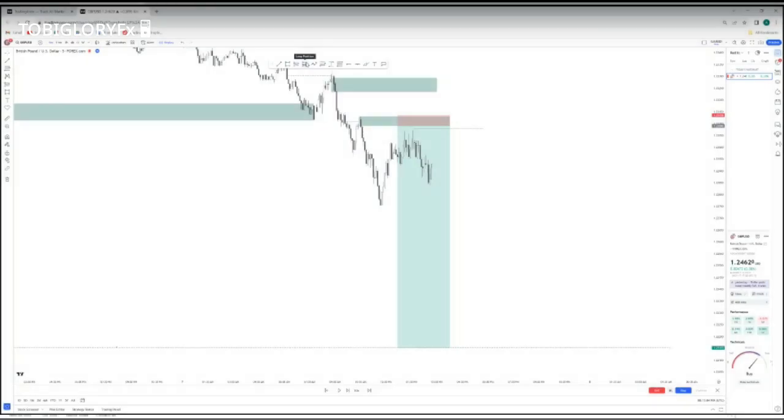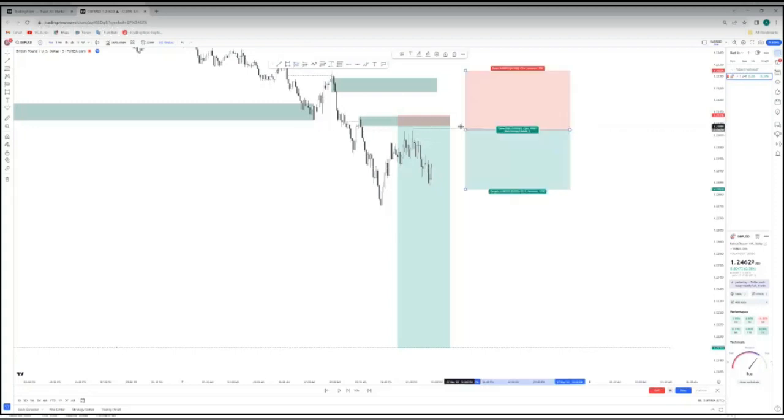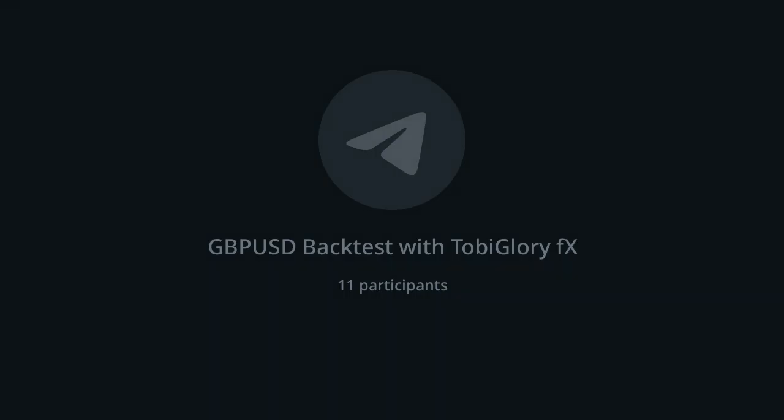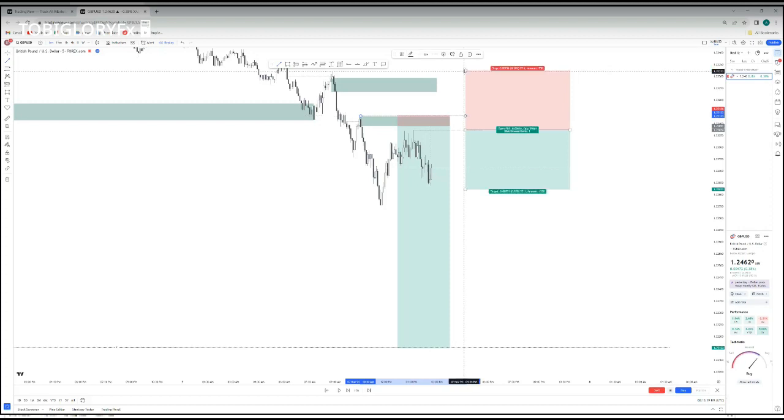There's a reason why I'm not telling secrets behind all this. This is not a mentorship. This is just backtest. We are checking the past price action. So this is it.